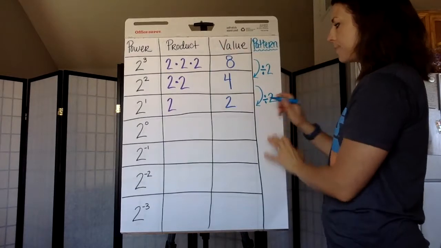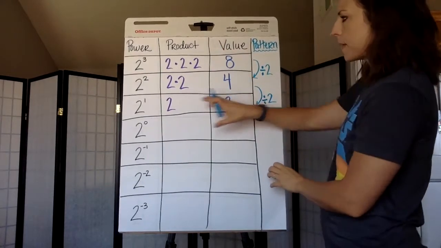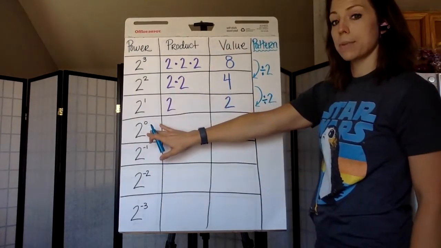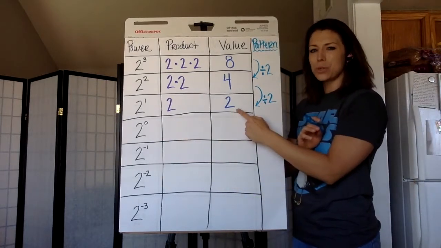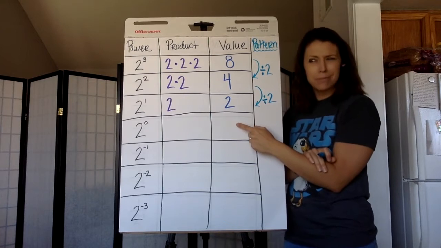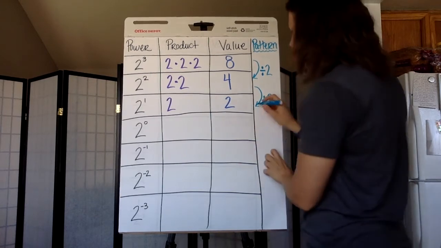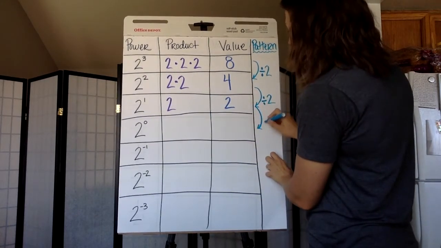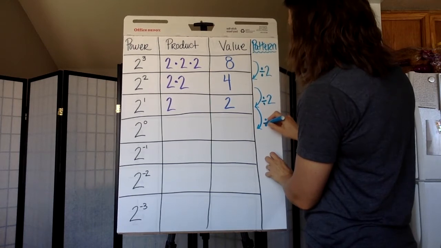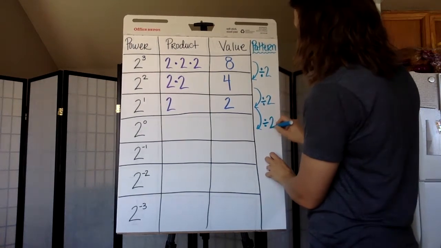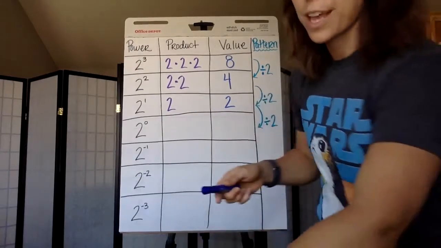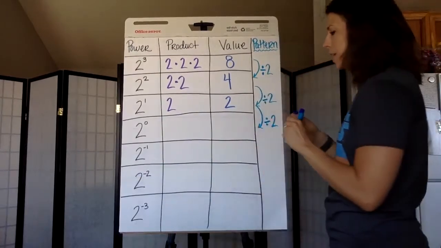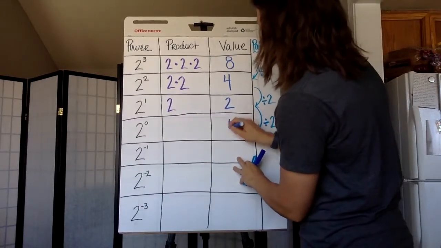So it's safe to say that then how do we get from 2 to the 1st power to 2 to the 0 power? A lot of you think that this is 0, but does 2 divided by 2 equal 0? Not last I checked. This pattern is going to continue because I'm removing another factor of 2, which means I'm dividing by 2. What is 2 divided by 2? I think you know the answer to that.